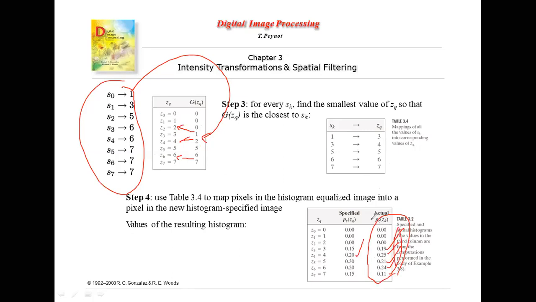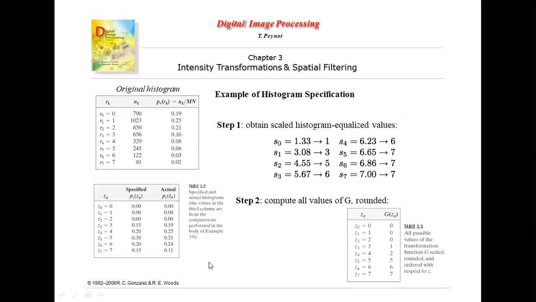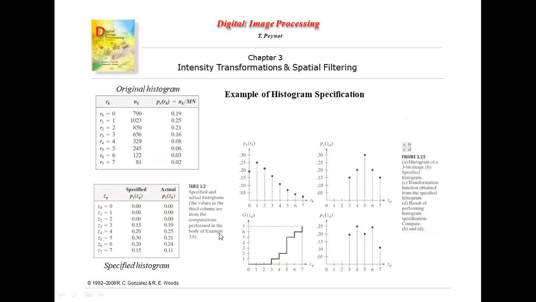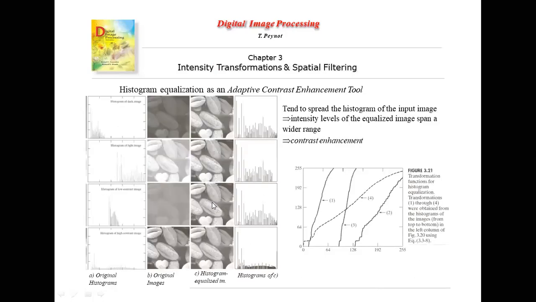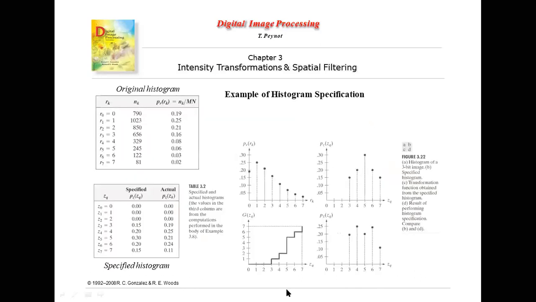This is the difference. This is not the equalized one. Where is the equalized one? See here, let me show you. This was the equalized one, which had values at 1 and 3. When you specified all those values, the values have now been moved towards the right side. It tried and this is what it got.